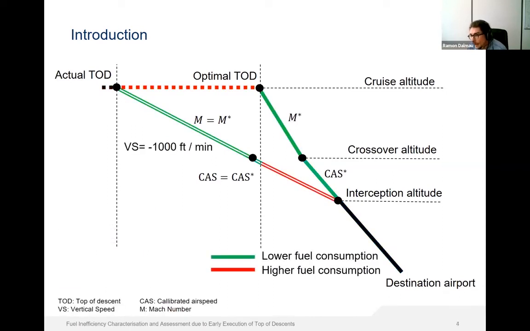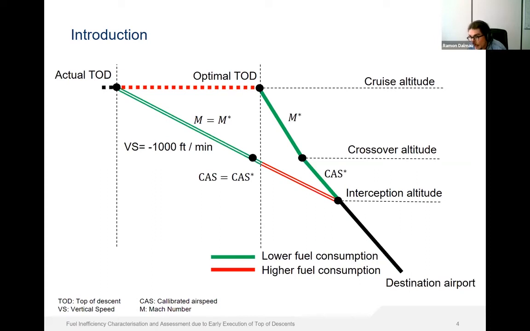This slide compares the fuel flow between the actual early descent and the planned trajectory. Before the optimal top of descent, the actual trajectory is more fuel efficient because the thrust is lower during the early descent phase, since we don't need additional thrust to maintain a constant altitude without decelerating. However, from the optimal top of descent down to the interception altitude, the trajectory plan is better in terms of fuel consumption because it was computed by assuming idle thrust.